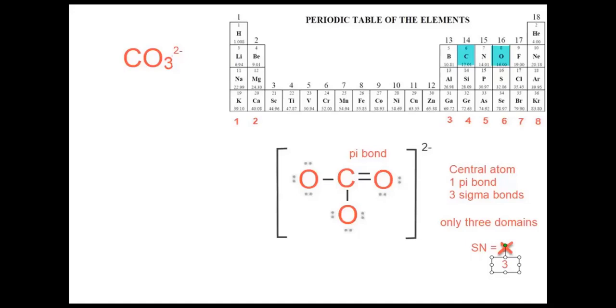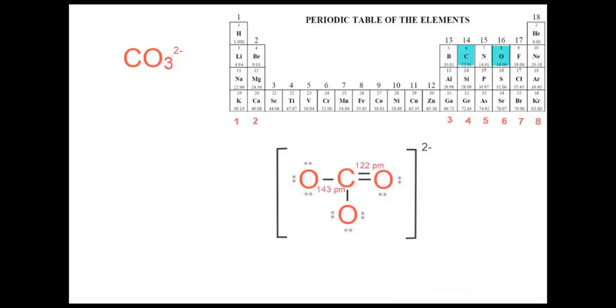So this is the first complication, is pi bonds are never included in our domain count. And I'll put this 3 here. Pi bonds are never included in our domain count. Now, next complication. Double bonds are stronger than single bonds. There's more attractions between the two atoms. There's our sigma bond, and then there's our pi bond, and both of those are going to pull the two atoms closer together. And typically, a carbon-oxygen double bond is 122 picometers.